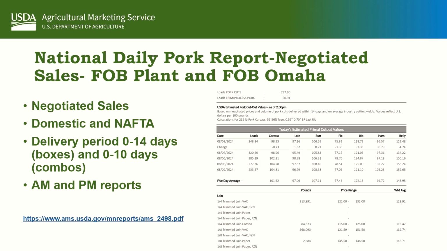Okay, the daily. What's on the daily? It's negotiated sales that deliver within 0 to 14 days on the boxes, 0 to 10 days on the combos. It's domestic and NAFTA, or USMCA. This is totally unlike what the long leggers or the beef side does. Those countries are considered export on the pork. We consider them in with the domestic. On that report, we'll have the cutout, we'll have the individual cuts that drive the cutout, the load counts, etc.